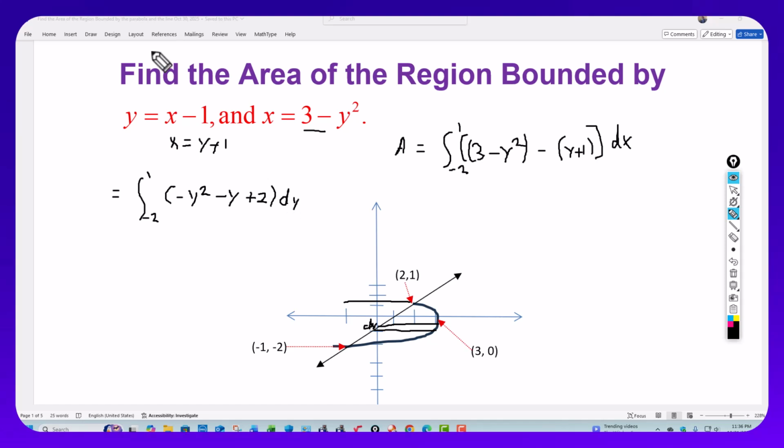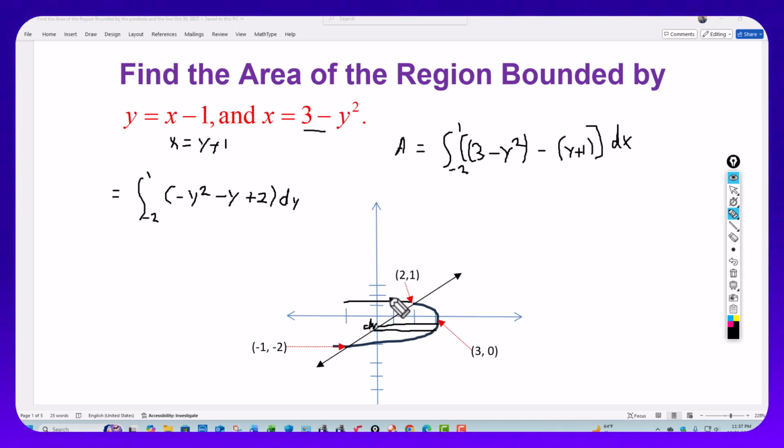So again, in summary here, we use a horizontal rectangle, so we only need 1 integral. If you use a vertical rectangle, we have to use 2 integrals. And then we need the length. We need the length of this rectangle.